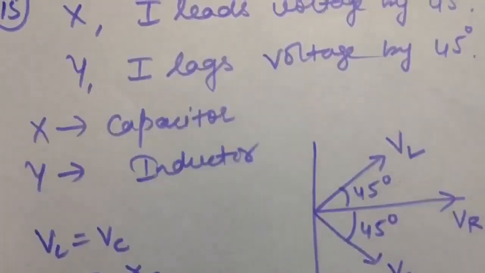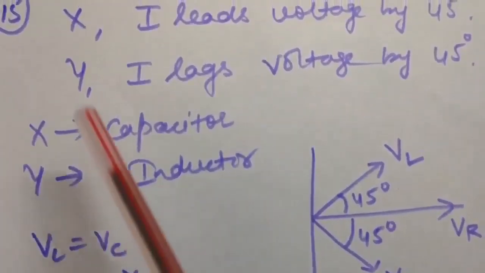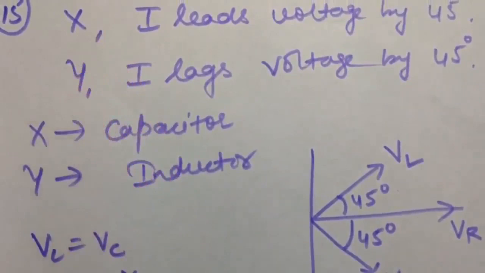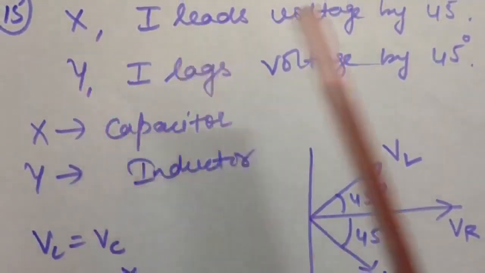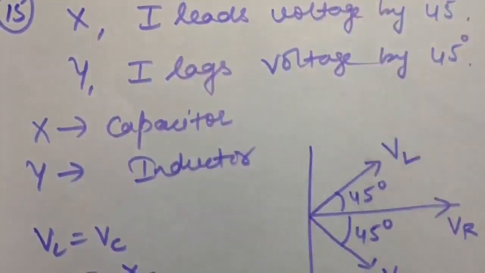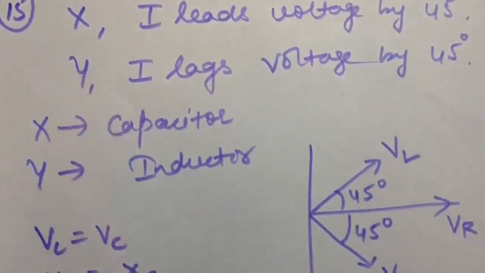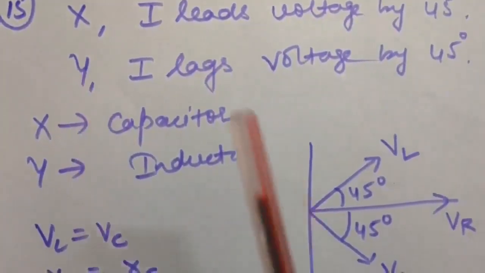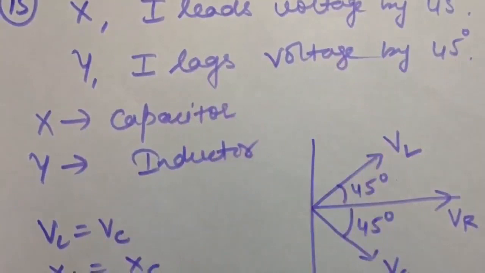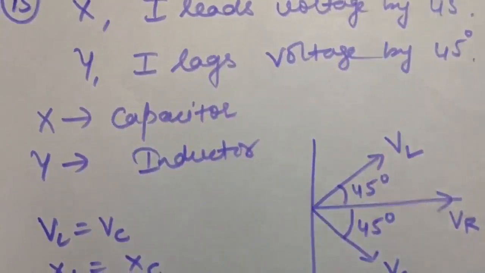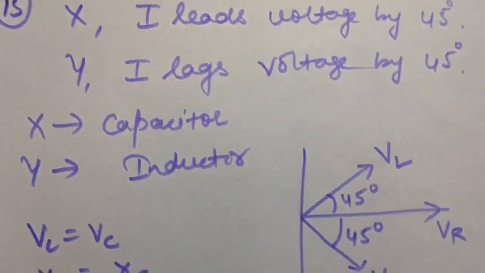Okay, so the last question of the assignment says there are two devices X and Y. When X is used in the circuit, the current leads voltage by 45 degrees, and when X is replaced by Y, the current lags behind voltage by 45 degrees. Now you have to identify the devices X and Y.